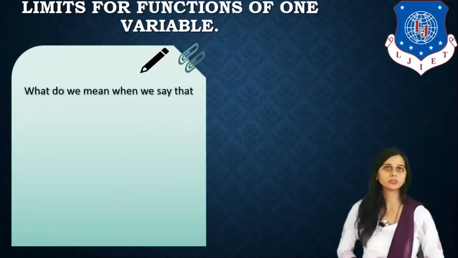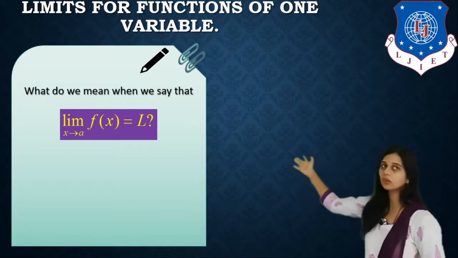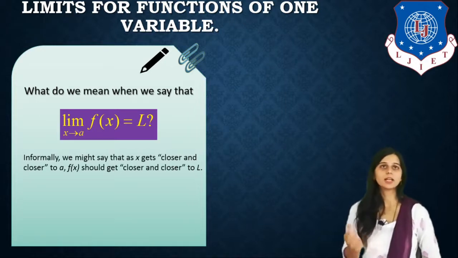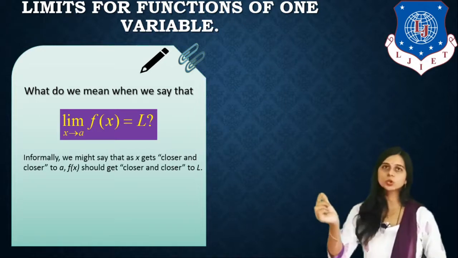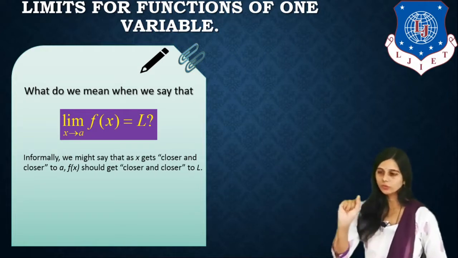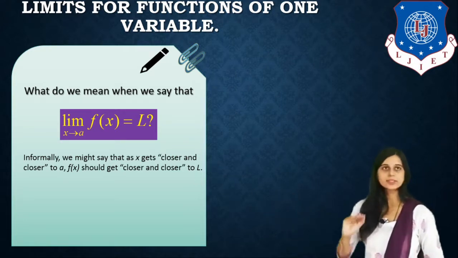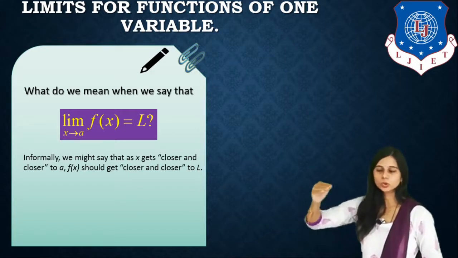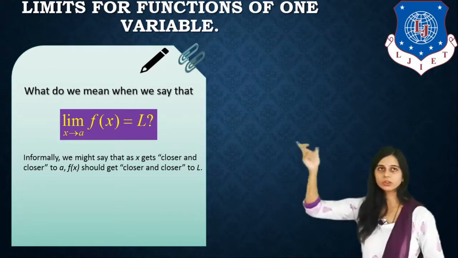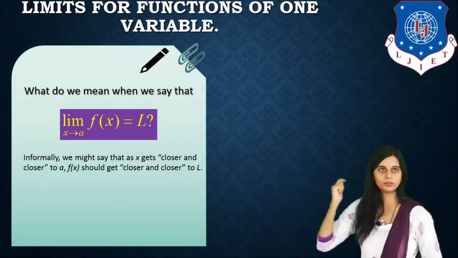What is a limit? What do we mean? We say that the limit as x tends to a of f of x equals L. Formally, we say that x gets close to a, so f of x should get close to L. x is a variable close to the point a, which is in a neighborhood. So the function is approaching a limit, and we say that it is L.